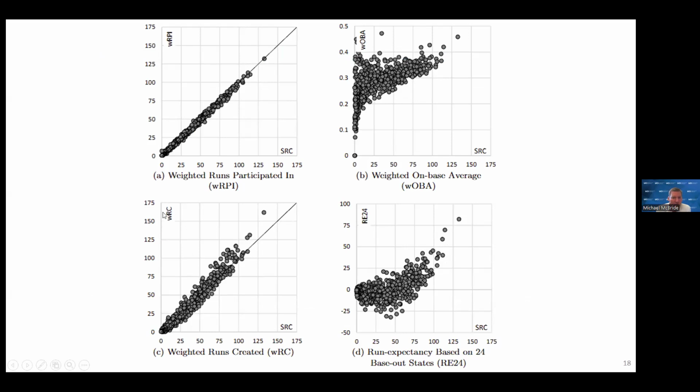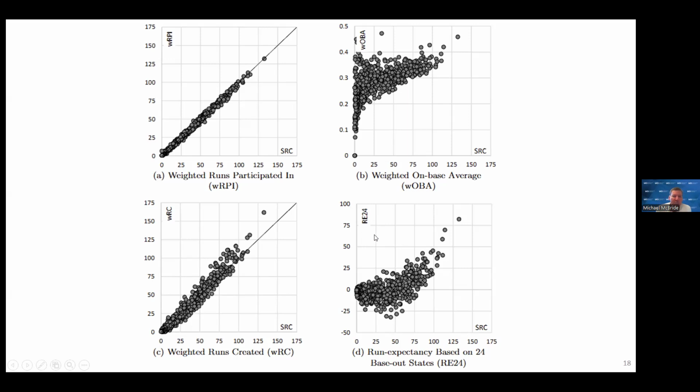These two measures, weighted runs created and run expectancy 24, are two estimates of a player's contributions in total runs. We see that SRC is highly correlated, but there are some differences in what SRC is capturing. SRC is measuring run contributions game by game, adding up, whereas this measure on the bottom left is estimating from seasonal stats. So obviously this is going to have different kind of smoothing going on.